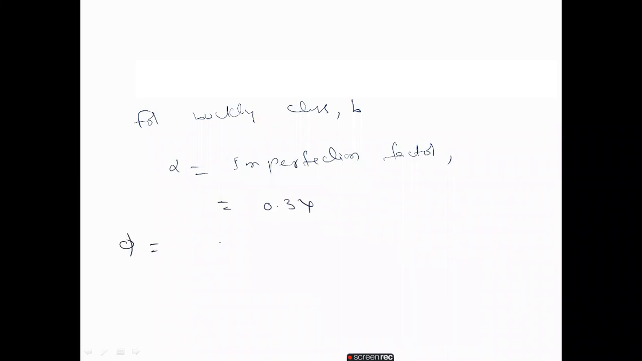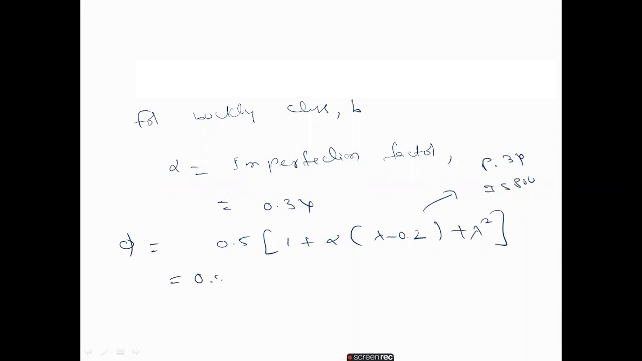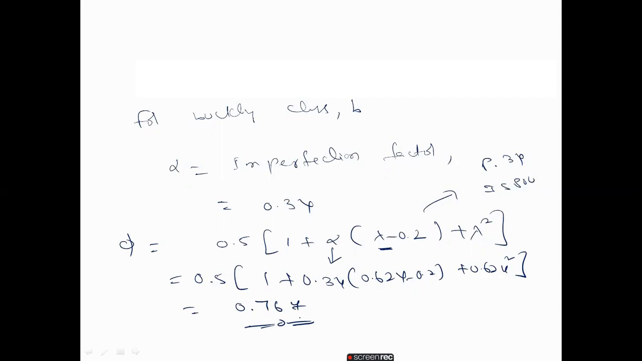Now the phi formula is 0.5 into 1 plus alpha into lambda minus 0.2 plus lambda square. This formula is also available on page number 34 of IS 800. Now substitute all the values: 0.5 into 1 plus alpha, which is 0.34, into lambda value just now calculated, 0.624, minus 0.2, plus 0.624 whole square. So you will get the answer 0.767. My dear students, we got the phi value here.